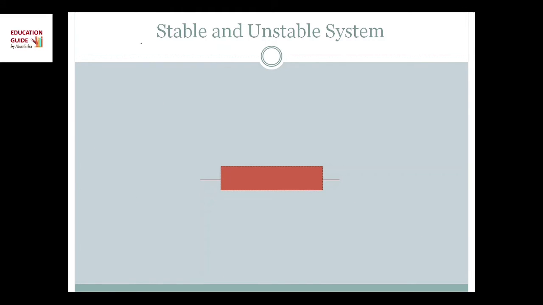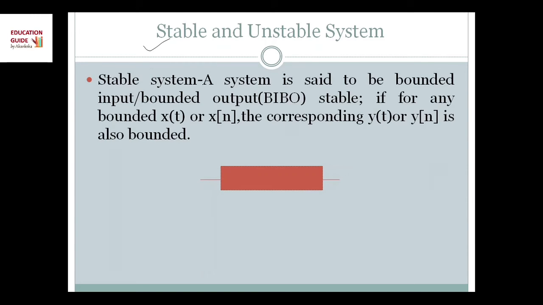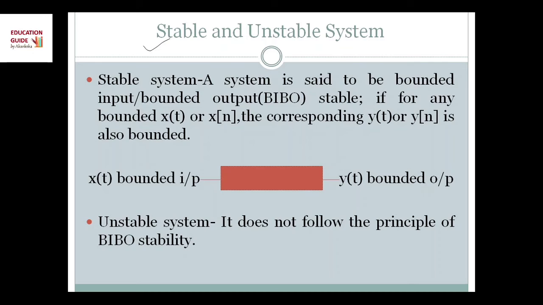Next property is stable and unstable system. A system is said to be bounded input, bounded output (BIBO) stable if for any bounded x(t) or x(n), the corresponding y(t) or y(n) is also bounded. If x(t) is a bounded input, then y(t) should be a bounded output. An unstable system does not follow the principle of BIBO stability.